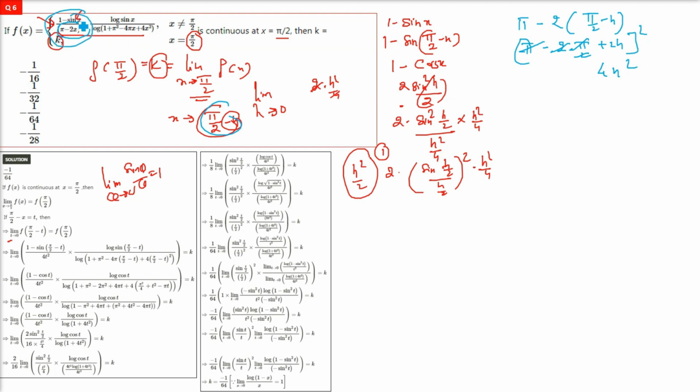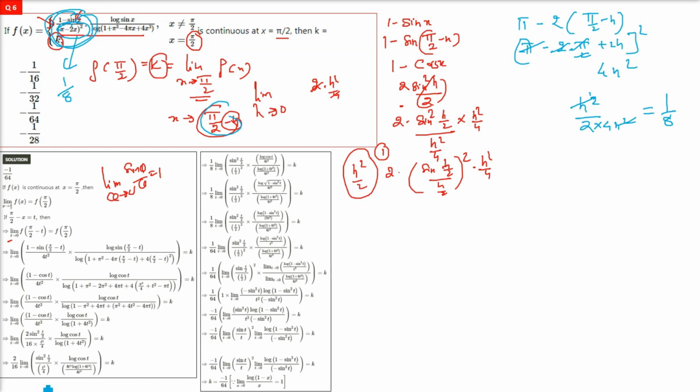First term gave you h square by 2. The denominator gave you 4h square. So the first term is h square by 2 and the denominator has 4h square. H square gets cancelled, you get 1 by 8. So the first term is giving you 1 by 8. We'll use it later. Coming to the third term, which is log sin x.